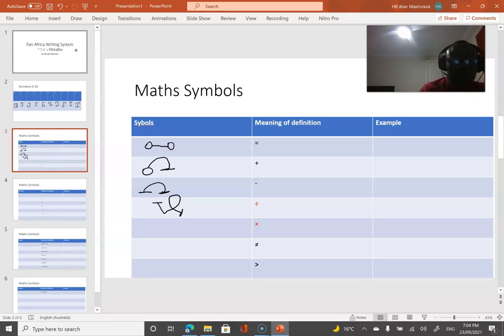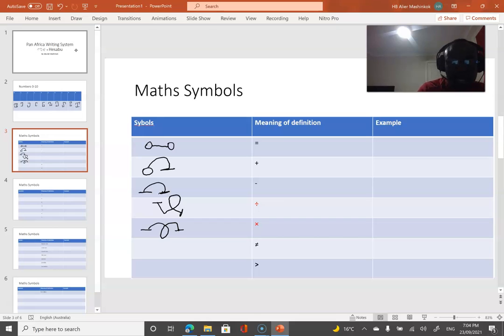So now we are going to the multiplication part of it. So multiplication will have that, like I said before, this is the multiplication part of it. This is the multiplication part of the Pan-African writing system. So this is multiplication, this is division, and this is subtraction, and all of this will give us the knowledge of the Pan-African writing system.